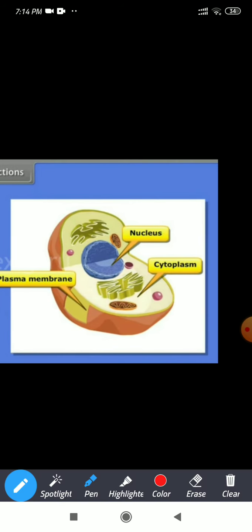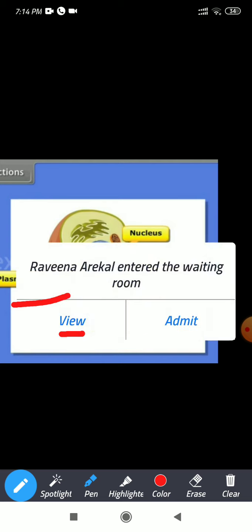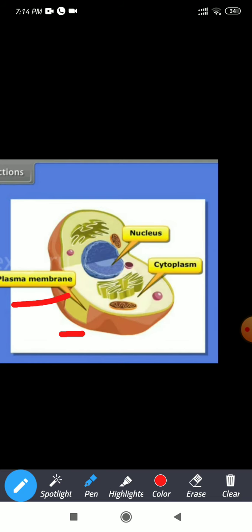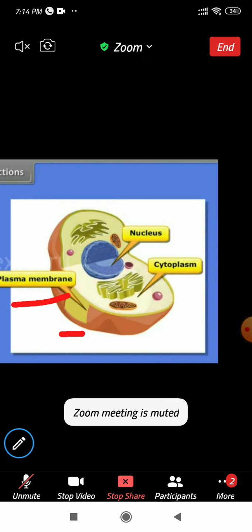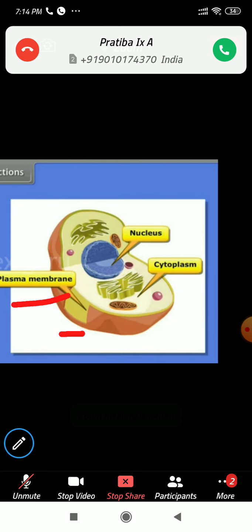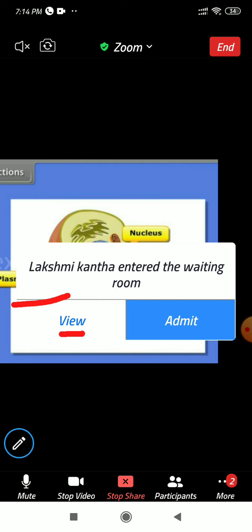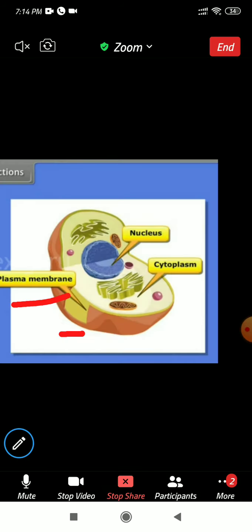This is the plasma membrane, the outer covering of the cell, especially of animal cells. Why I am saying animal cells is because in plant cells, another extra cover is present on the outer side of the plasma membrane, that is the cell wall. But in animal cells, the plasma membrane is the outermost covering of the cell.